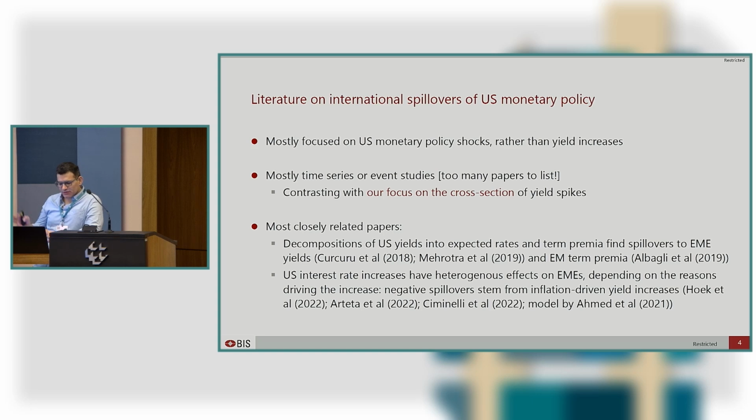There is also a recent strand of the literature looking at increases of interest rates in the US and how the different motives or drivers of those increases, whether related to inflation or growth concerns in the US, have different effects in the spillovers to emerging markets, with the inflation-driven yield increases being the worst offenders for both asset prices and capital flows. Those are the papers listed there. So our paper fits into that literature, but our approach is somewhat different.